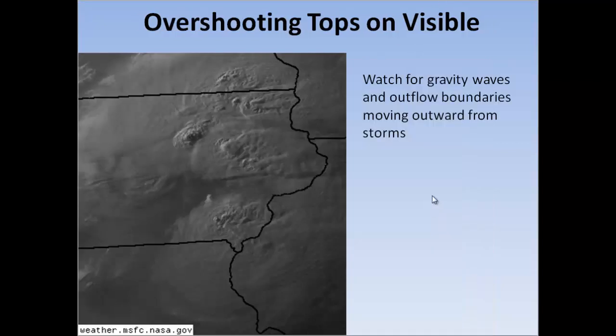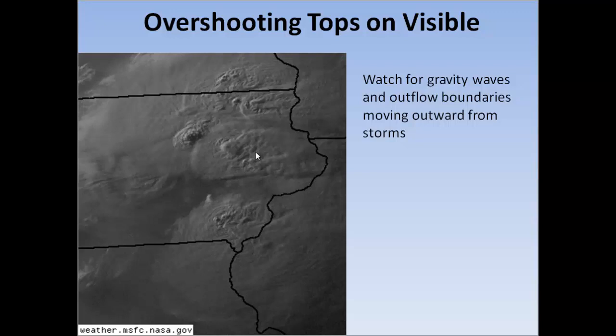I want to revisit the overshooting tops on thunderstorms here. This is a satellite picture of some thunderstorms over eastern Iowa, and you can see the overshooting tops here, just to the west of where these shadows are. You can even see some of the gravity wave action in the cirrus clouds from the overshooting tops. Here's some more down here on the southern storm.